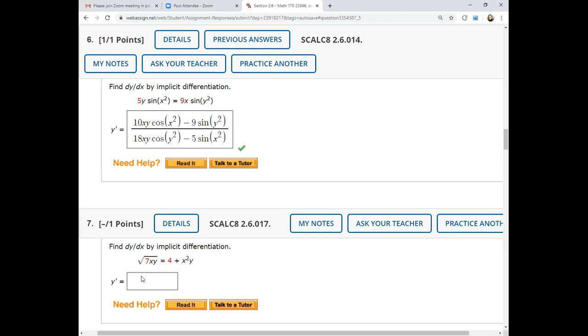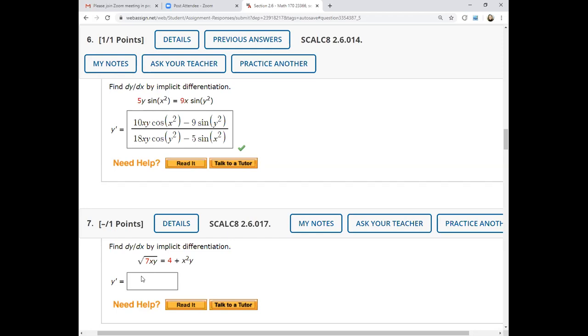I think I'm going to write it as this first, 7y times 1/2 (7xy) to the -1/2, plus 1/2 (7xy) to the -1/2 times 7x dy dx, equals 2xy plus x squared dy dx.